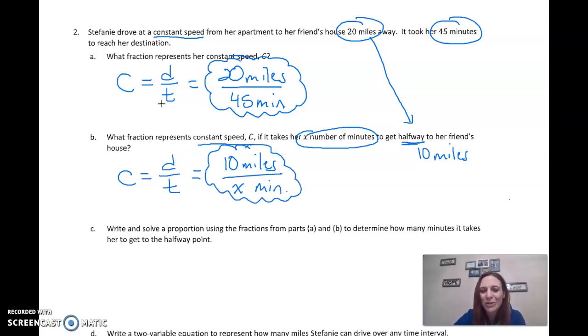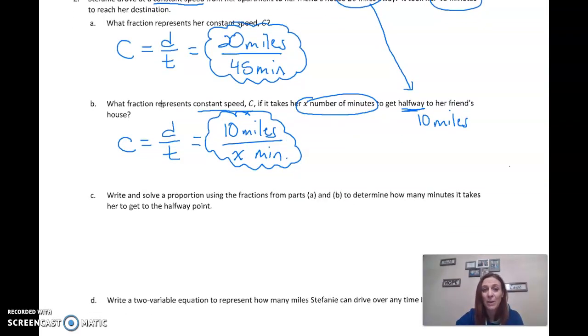Write and solve a proportion using these two fractions. Well, we just set them equal to each other. Miles has to be across from miles, minutes across from minutes. So 20 over 45: 20 miles is going to be across from 10 miles, and 45 minutes is going to be across from x minutes. Then you can just use cross products to determine how many minutes it takes to get to the halfway point, because that's what we don't know.